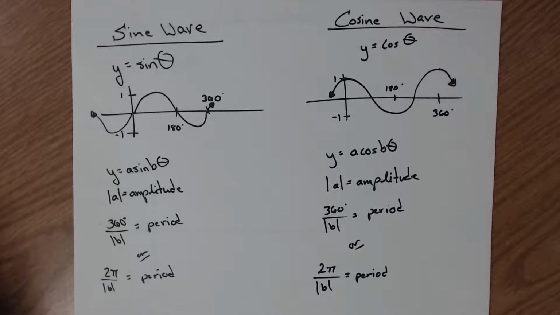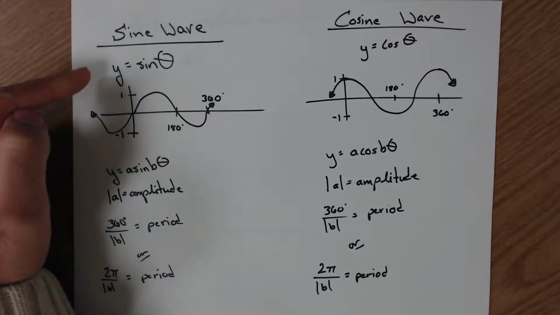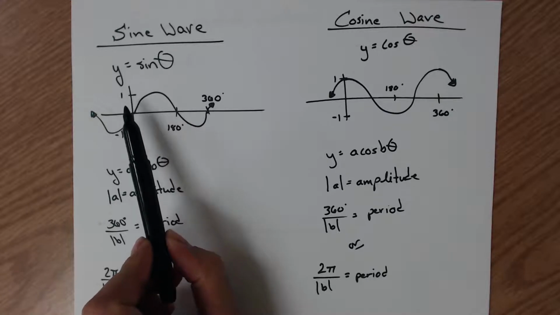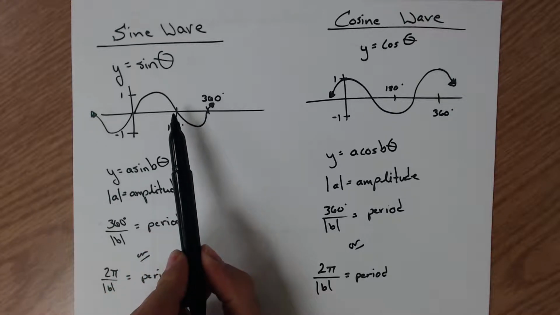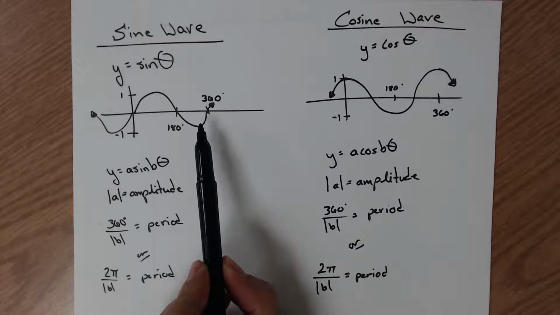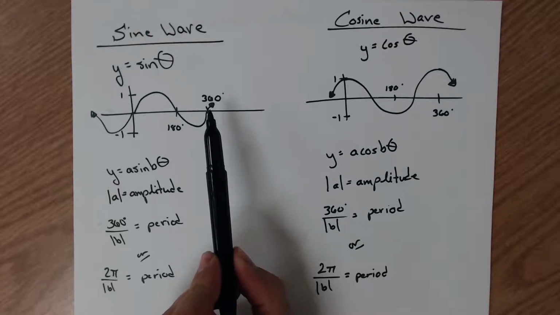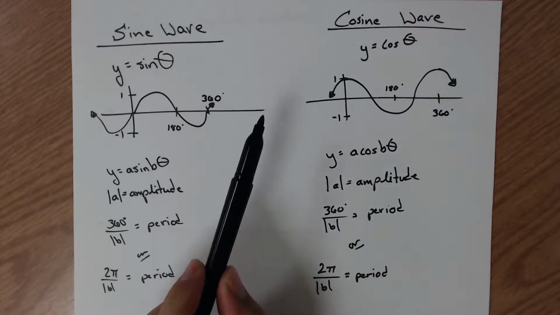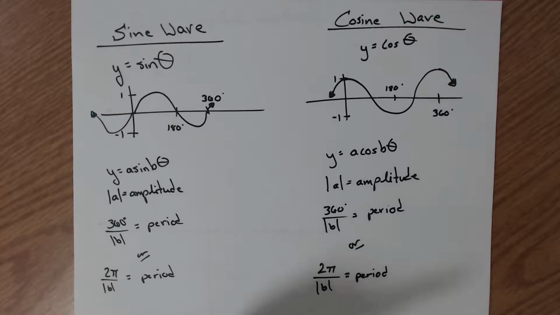I want to talk to you about creating sine waves and cosine waves and how to look at their graphs and determine what the equations are going to be. So the first thing I want you to notice is the sine wave up here. We cross our origin, we go up, we cross through our x-axis at 180 degrees, we go down, and we come back to 360 degrees. Because we start and end in 360 degrees, our period length is 360 degrees.